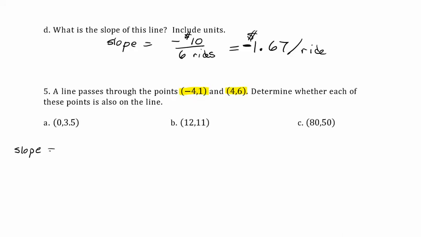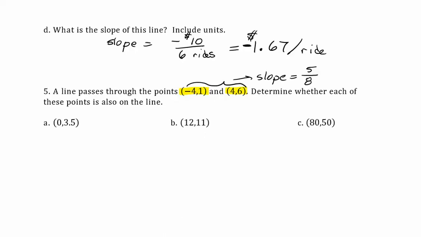All right, so the slope between these 2 points is (6 minus 1) over (4 minus negative 4), which is 5 over 8. Actually, let me put that over here somewhere so we have room. So the slope between these two is 5 over 8. Now, if the point (0, 3.5) is on the line with these 2 points, then I should be able to take either of these 2 points and find the slope between it and (0, 3.5), and it should also be 5/8. I don't have to do them both.